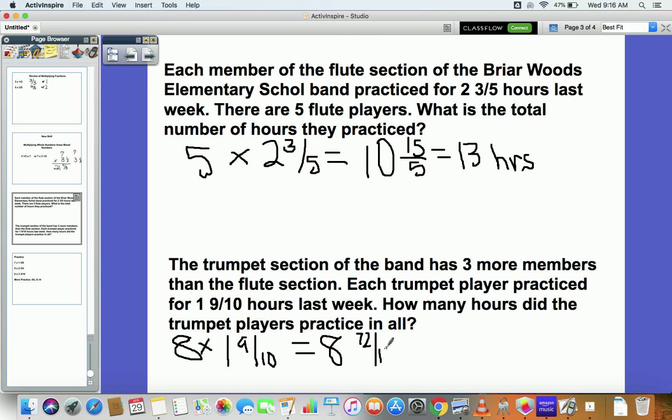So we know 72 tenths is way more than 1 whole, right? So 10 tenths would be 1 whole. So we can count by 10 tenths. 10 tenths, 20 tenths, 30 tenths, 40 tenths, 50 tenths, 60 tenths, 70 tenths. That's 7 wholes. I can't make any more. So 72 tenths would be equal to 7 wholes.